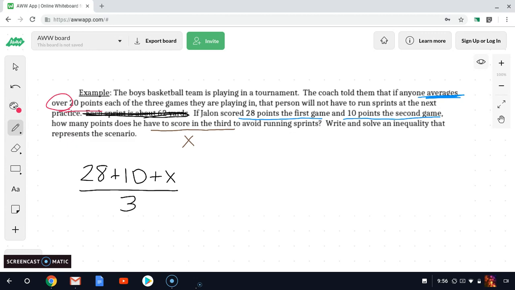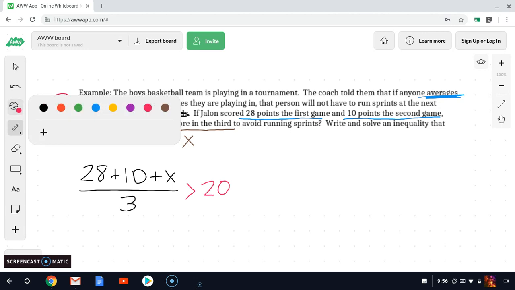Then we know that he said that if anyone averages over 20 points, so over 20 means it has to be greater than 20, but it cannot equal 20. It has to be over 20. So we do not have the or equal to. So now this is our inequality that we have to solve.